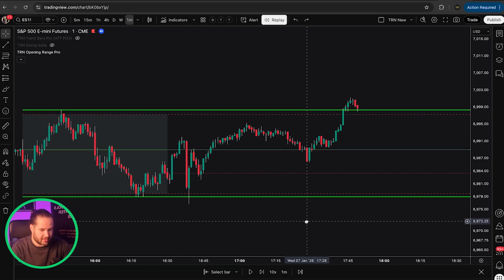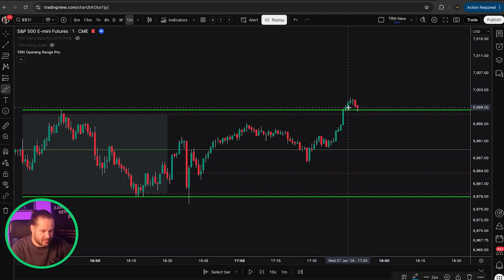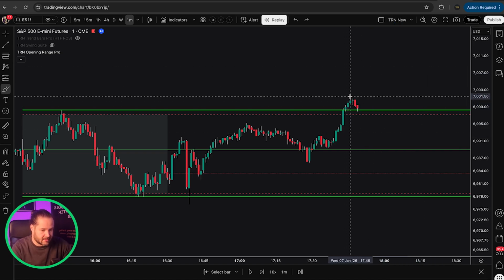Okay, this is the breakout right here. As you can see, we closed above the opening range right here. And then afterwards, we had a little breakout and then a pullback to the opening range high, but we managed to close above the opening range again. So this is a confirmed pullback.